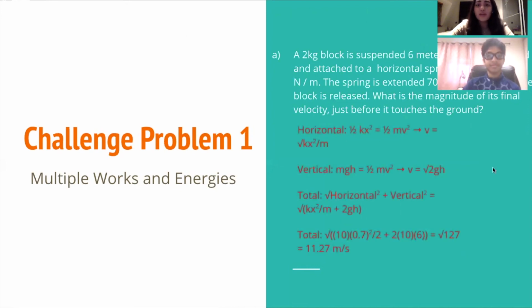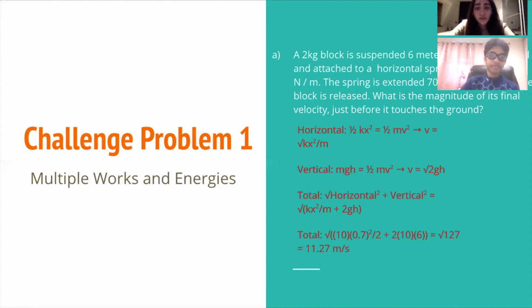So for this, the key concept and idea behind this is understanding that the energy is actually distributed in 2 different components. We have the horizontal and we have the vertical. In the horizontal, we have our spring energy, which is 1/2 k, the constant, times x squared, and that is all converted into velocity, which is 1/2 mv squared for kinetic energy. And we can solve that in our horizontal component. We have the velocity is equal to the square root of kx squared divided by m.